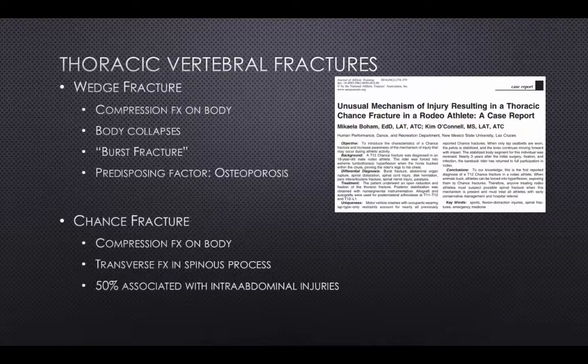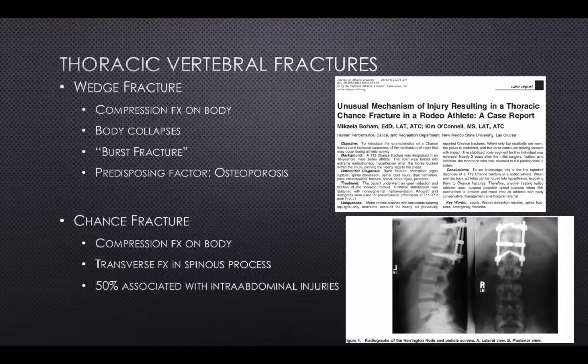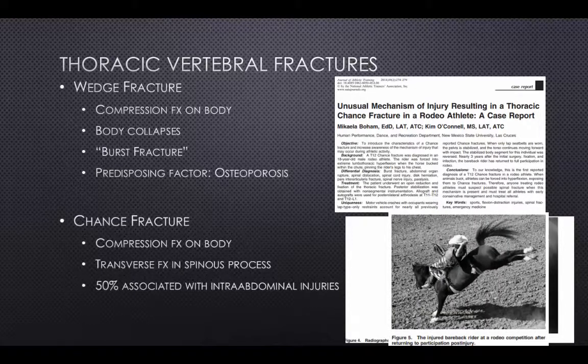There's a case study for an unusual mechanism of injury resulting in a thoracic chance fracture in a rodeo athlete. This individual was injured while riding. In order to repair his spine, he had to have multiple rods and plates placed in his spine to help stabilize the chance fracture. This individual is back riding following successful surgery of a chance fracture.